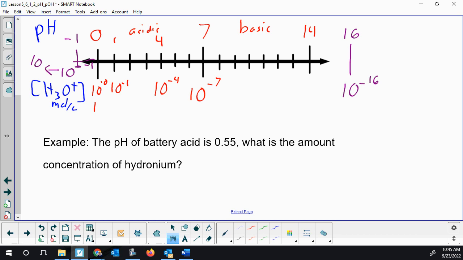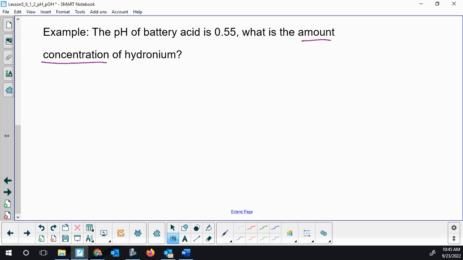Okay. We've seen this in the concentration unit. Amount concentration is moles per liter. Okay. Not percent, not moles per mil, moles per liter. So what is the amount concentration of hydronium? Okay. So we're really just pulling down that relationship from above. And we're going to throw it into our calculator and express it as a decimal or scientific notation.